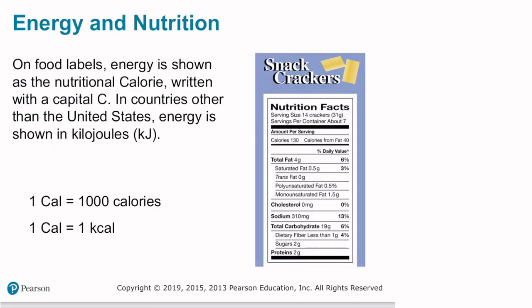We see here that on food labels, energy is shown as the nutritional calorie, which is written with a capital C. In countries other than the United States, energy is usually shown in kilojoules. 1 big calorie, or a nutritional calorie, is equal to 1,000 calories, or a kcal. So we differentiate a big calorie from a little calorie by using a capital C.